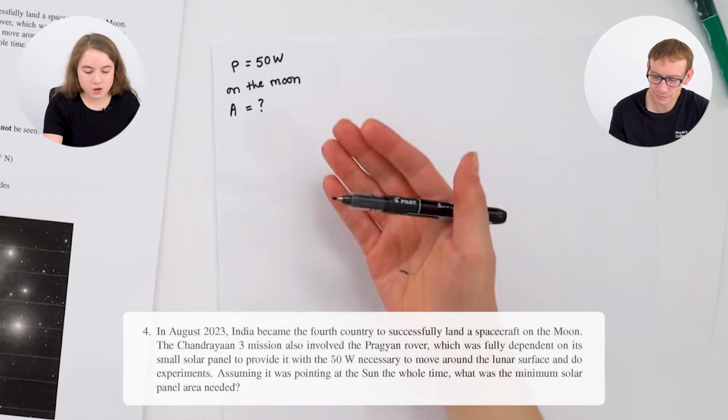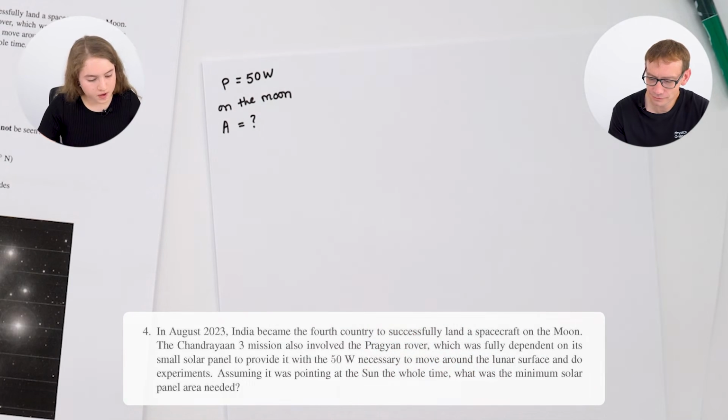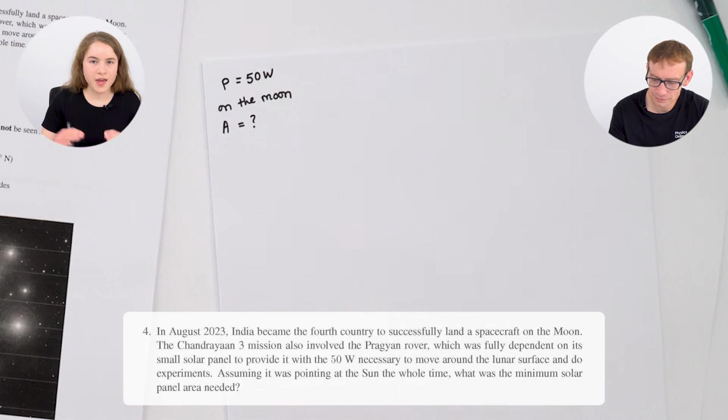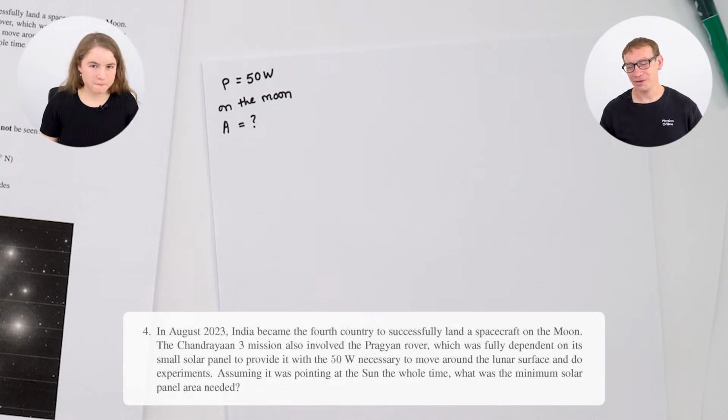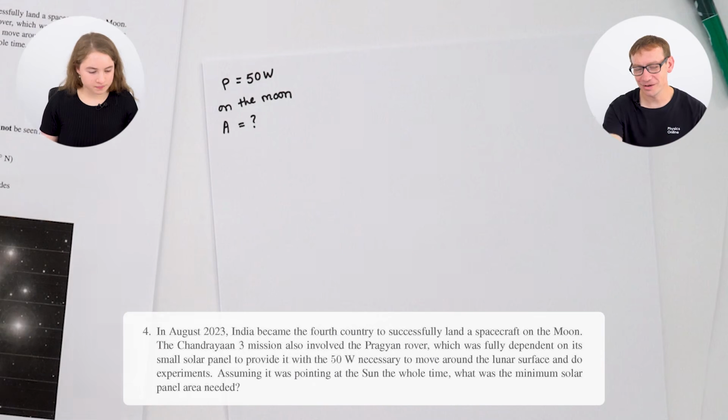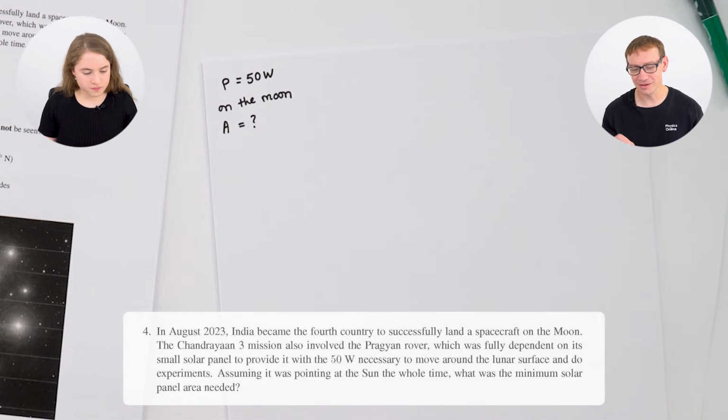I'm going to use P to denote the power that we need to power this spacecraft, and A is the area of the solar panels that we're going to need to provide that power. So I think that's really important. There's lots of text. To be honest, the name and the dates are not really so important to solving the question. It's like 50 watts, it's on the moon, what's the area?